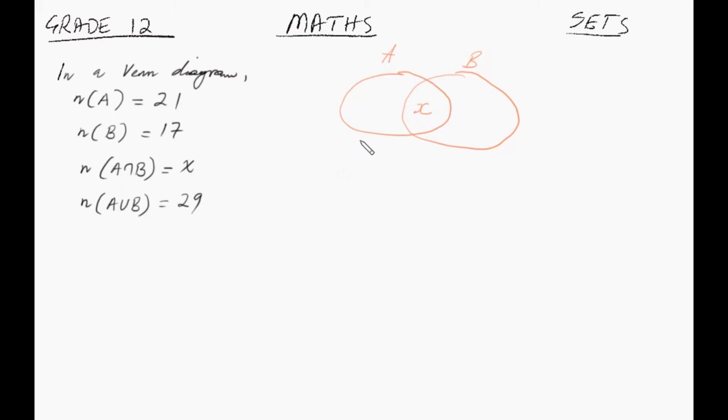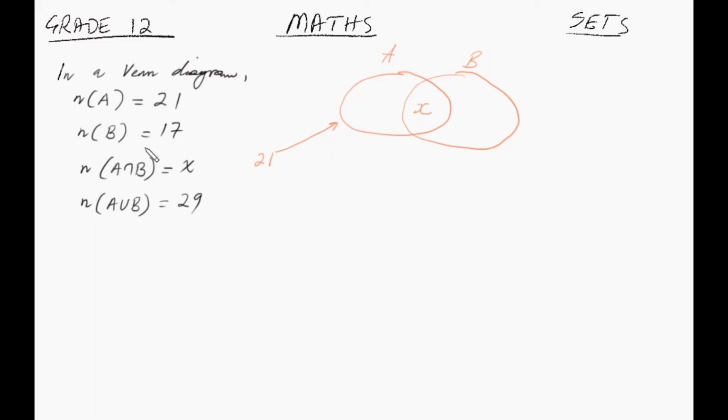Now, the number of elements in set A is 21. That means in this set, there are 21 elements. Please don't put 21 here, because set A is not only here, but here also. So when it says the number of elements in A is 21, that means this plus this, and there is something here which we don't know yet. But x plus this something should be 21.